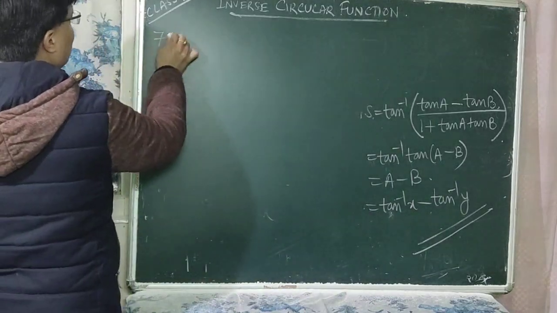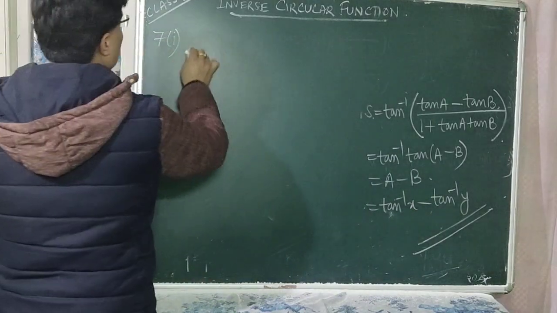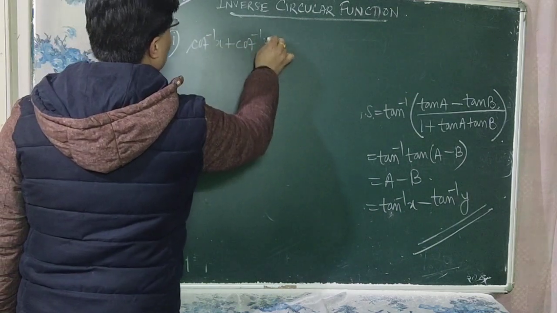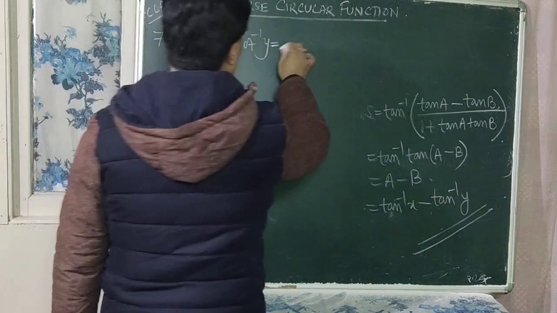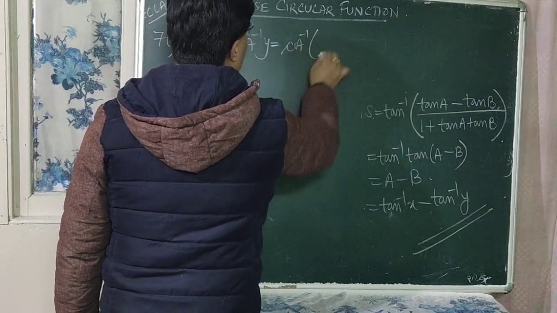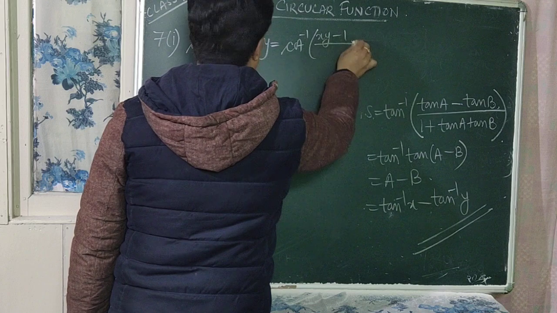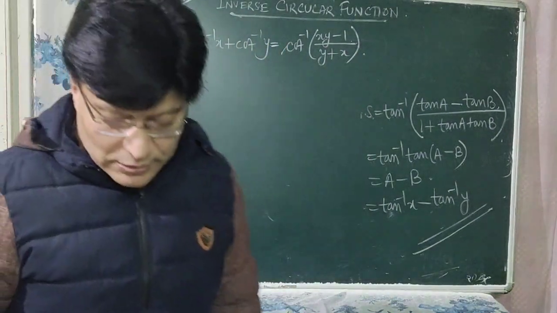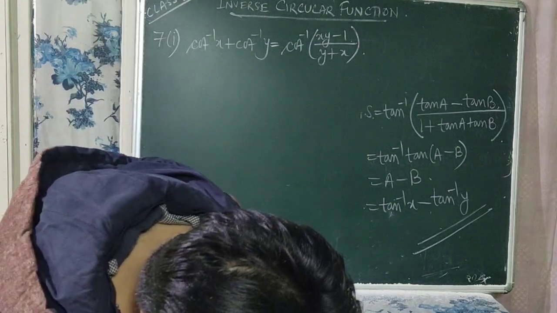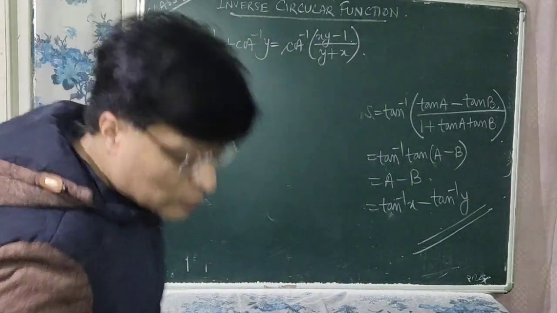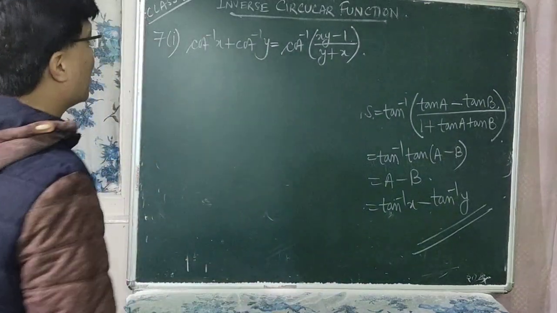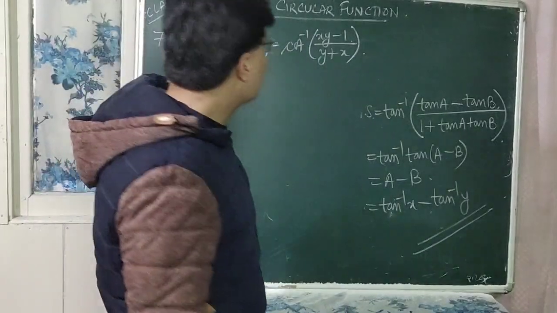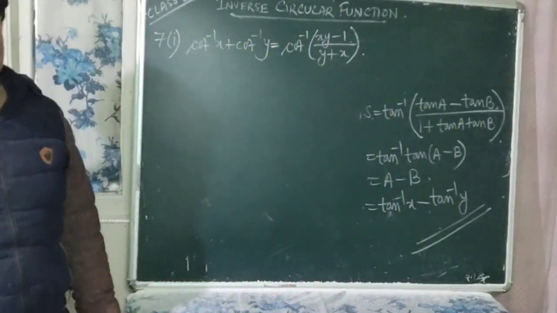Now formula number 7, part 1. Let us write cot inverse x plus cot inverse y is equal to cot inverse of xy minus 1 divided by y plus x. This is the formula. You should remember this formula: cot inverse x plus cot inverse y is equal to cot inverse of xy minus 1 divided by y plus x.